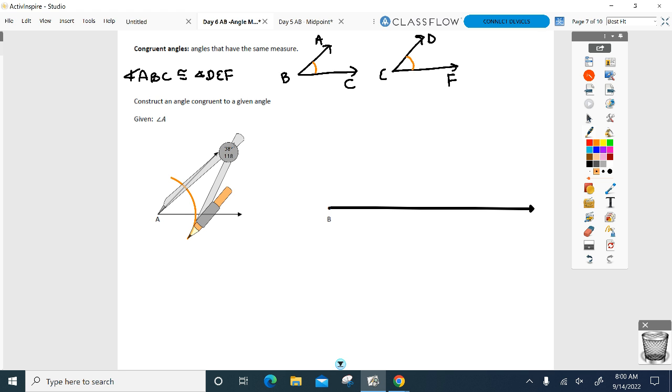Travel over to point B now with that same opening, and make another arc going through your ray.